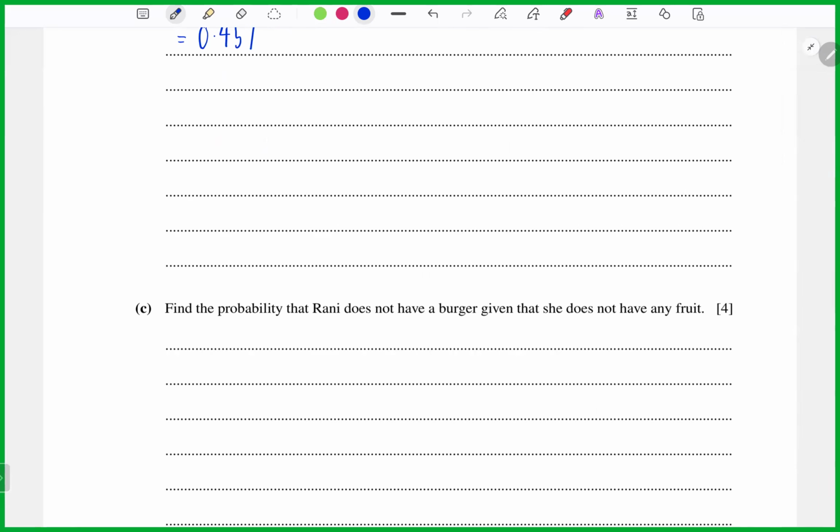All right, so now we look at question C. Find the probability that Rennie does not have a burger given that she does not have any fruit. Now you see this keyword, given that, right? Given that, we need to use conditional probability.